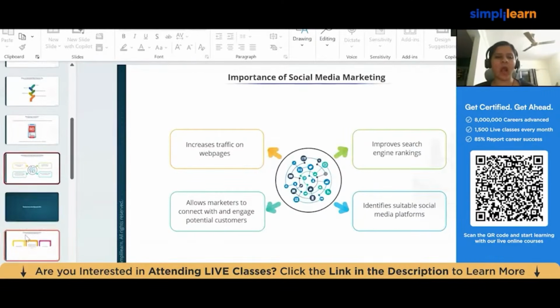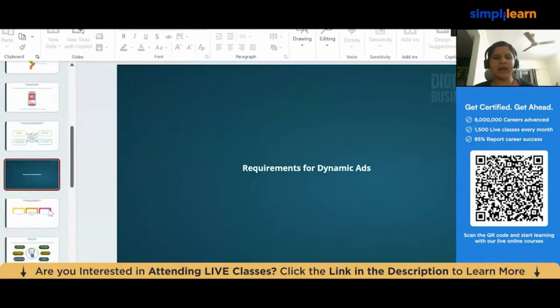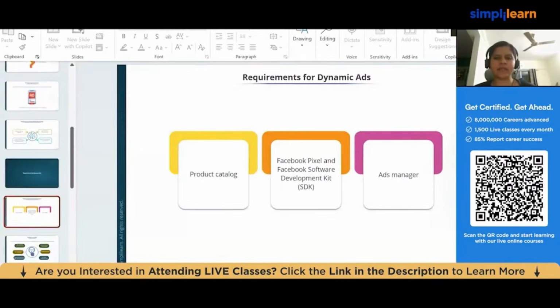Right. Now there are some specific requirements for creating these dynamic ads, and I'll take you through each one of them. So if you want to run dynamic ads on a social media platform like Meta, or any Meta platform like Instagram or Facebook, these three things are required. Without these three things, you can't run a dynamic ad.